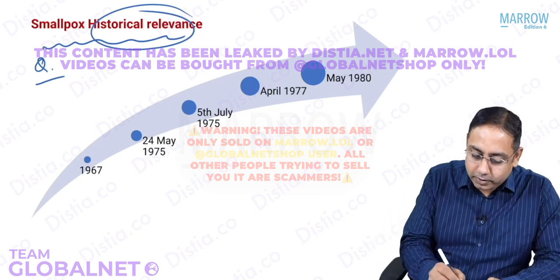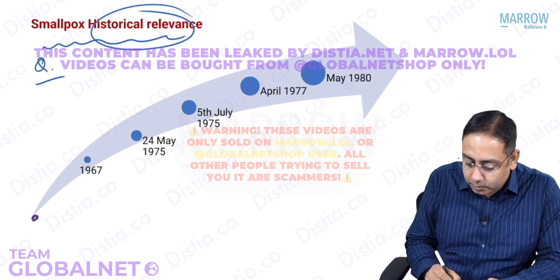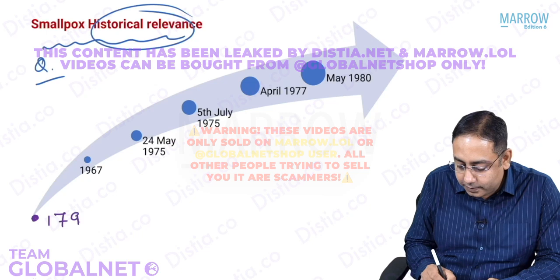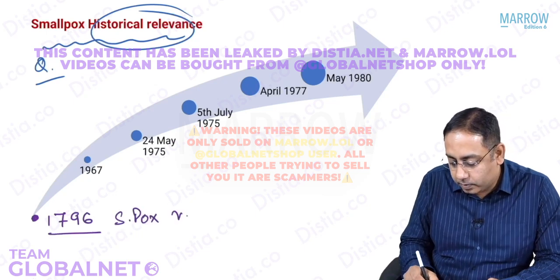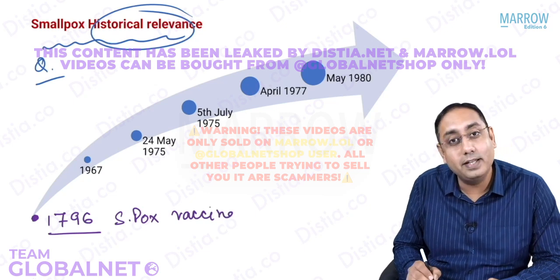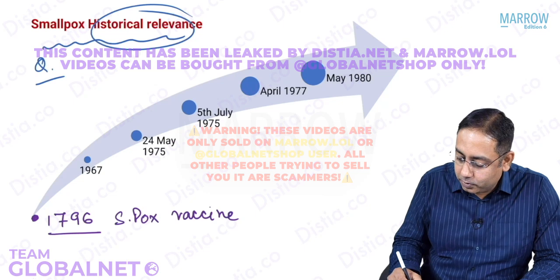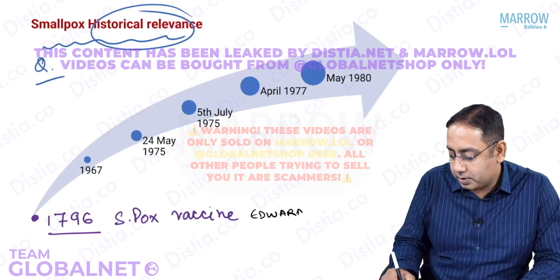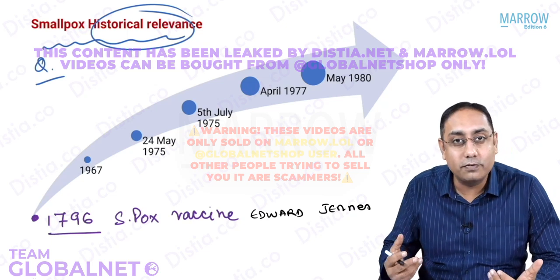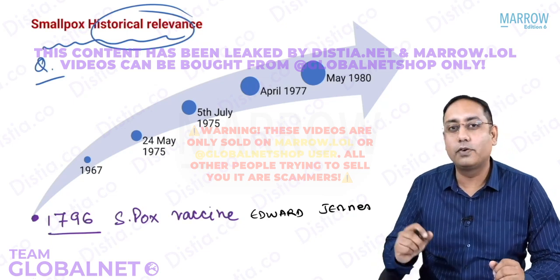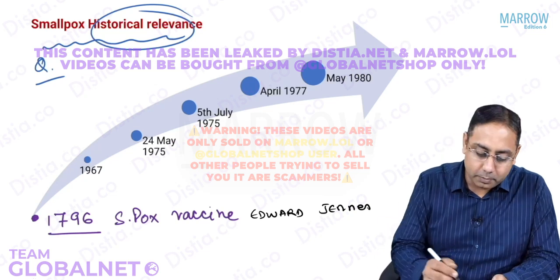The first point is: when was the smallpox vaccine discovered? The smallpox vaccine was discovered in 1796. Who discovered it? Not somebody else except Edward Jenner, the great Edward Jenner, also called the founder of vaccination or the father of immunology, because that is what gave us the understanding about immunology.